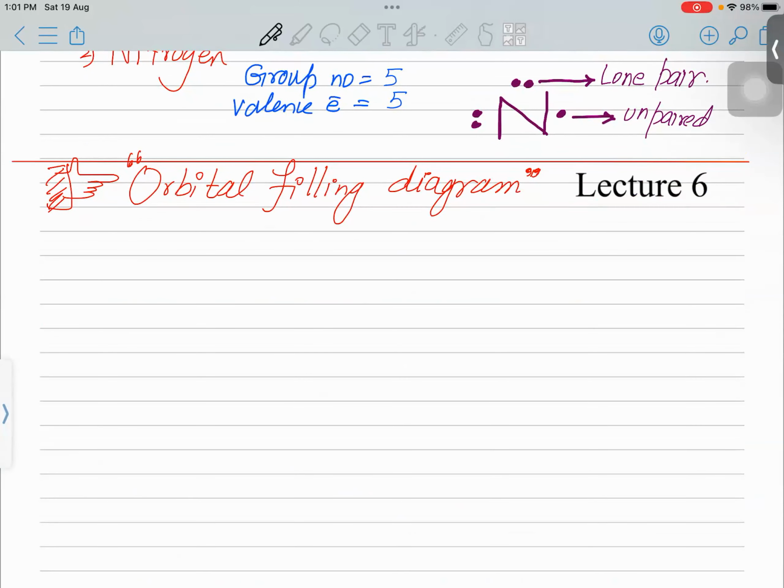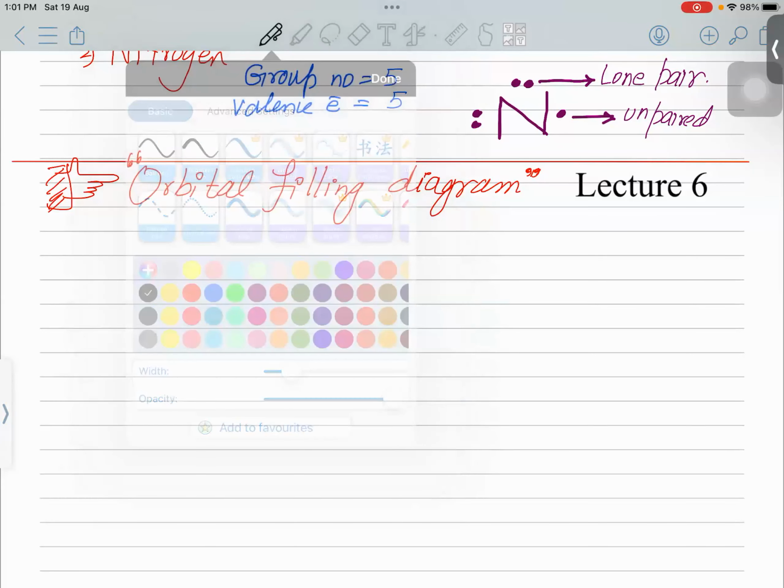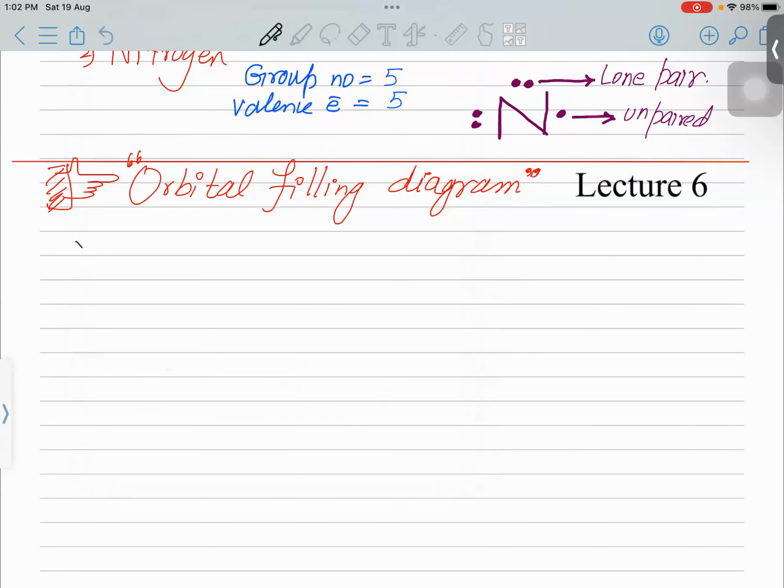Isa, can you tell me what is orbital? So that is the place where most electrons can be found. Maximum chances to find electron. Very good. Now orbital filling diagram.